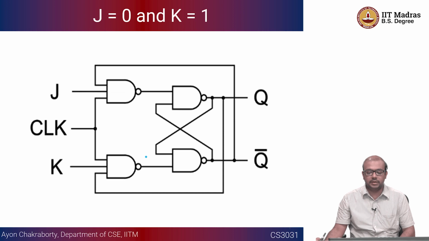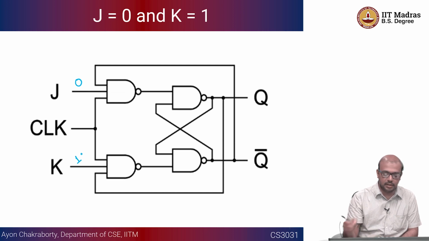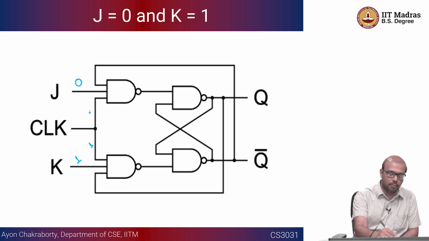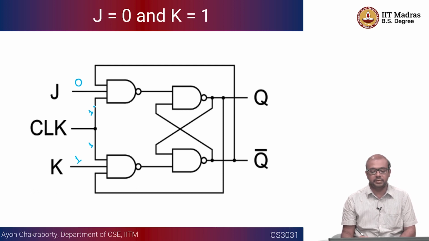The next one was J equal to 0, K equal to 1. In that case also we can figure out that Q is going to be set to 0. Again, it is encouraged that you work this out. We have already shown this kind of example in the previous lecture. Clock equal to 1 is something that you need to assume. You can take any value of Q: Q could be 0, Q could be 1, or Q could even be treated as a variable.